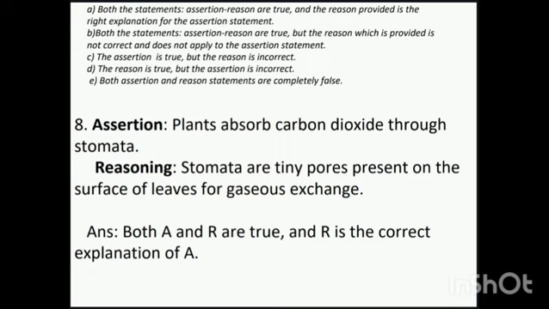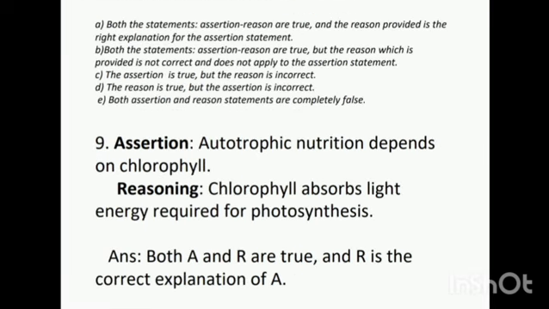That is true. Stomata are tiny pores which are present on the surface of the leaf for the gaseous exchange. So that also, we know, they are tiny pores with guard cells surrounding them, and when they are open they absorb the carbon dioxide. So here both assertion and reasoning are true, and it is the correct explanation of A. It's a direct question. The ninth question is autotrophic nutrition depends upon chlorophyll.